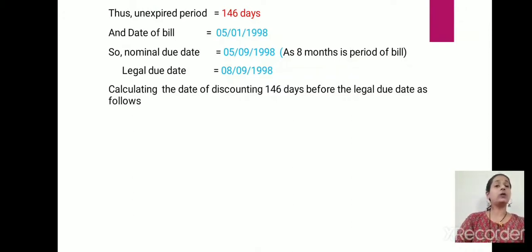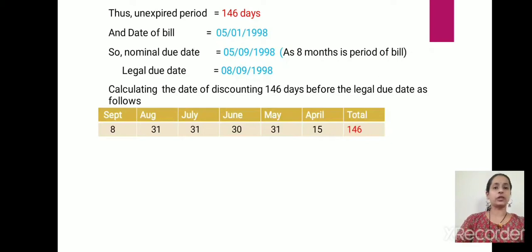Now see how to calculate the date of discounting. We prepare a table. In this table we start from September, because we know the legal due date. From September 8 we want to calculate 146 days, September 8 to 146 days. So how do we prepare the table? You see, we take September 8, then we take August.